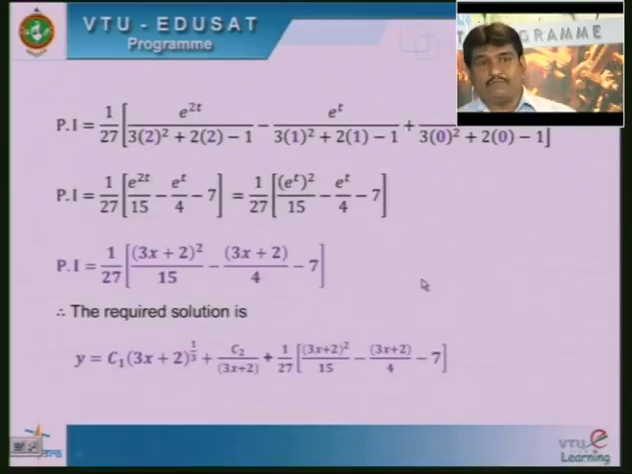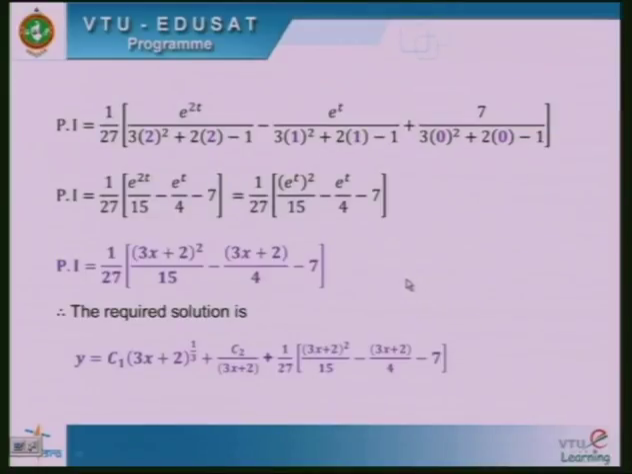Next, this is type 1, straightforward. You can just replace D by 2 here to get the solution. So when you replace D by 2, you will get PI as 1 by 27 (e to the power of 2t by 15 minus e to the power of t by 4 minus 7). And when you convert t in terms of x, you get the PI in the form given. So PI is 1 by 27 ((3x plus 2) whole square by 15 minus (3x plus 2) by 4 minus 7). So the required solution is y equals CF plus PI.